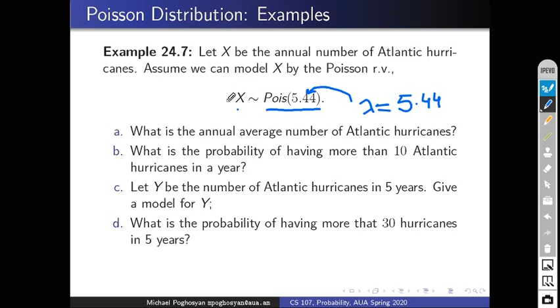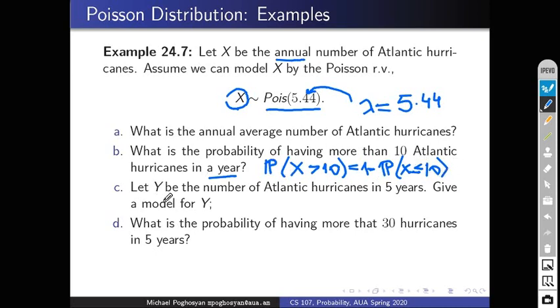What is the probability of having more than 10 Atlantic hurricanes in a year? If X is the annual number of Atlantic hurricanes, we want to calculate the probability that X will be larger than 10. So this is 1 minus the probability that X is less than or equal to 10, and we know how to calculate this probability. This is a sum of probabilities that X will be 0 or 1 or 2 up to 10. I will not calculate this, you can do that for sure.